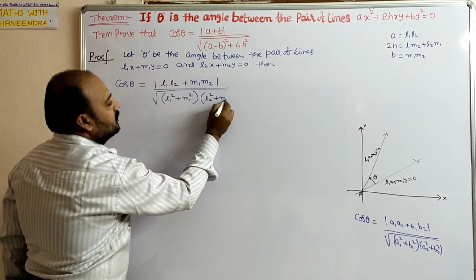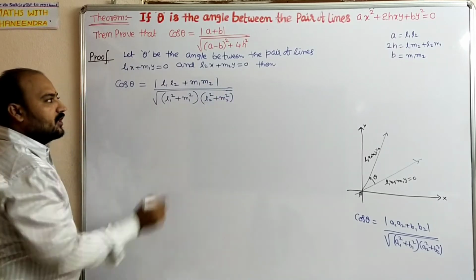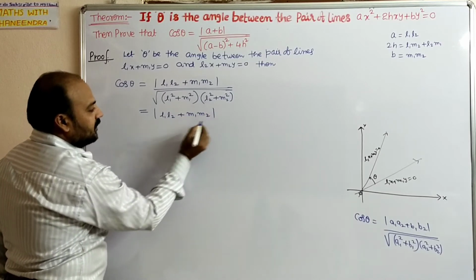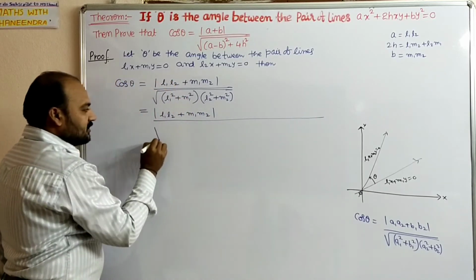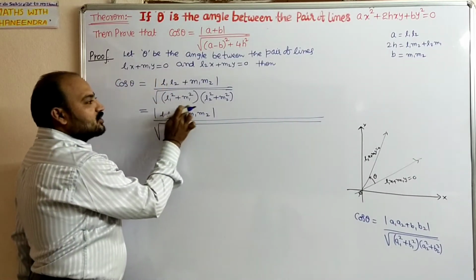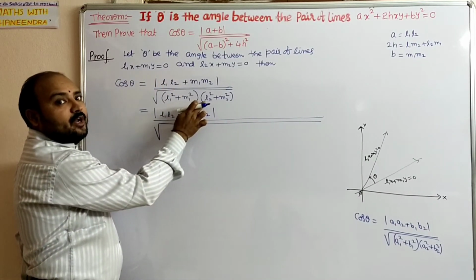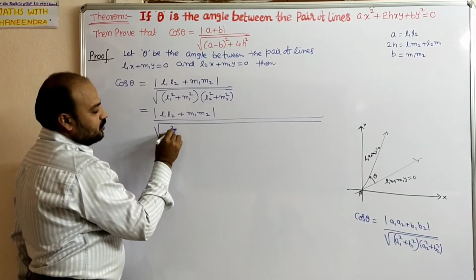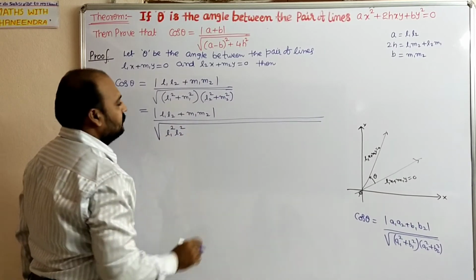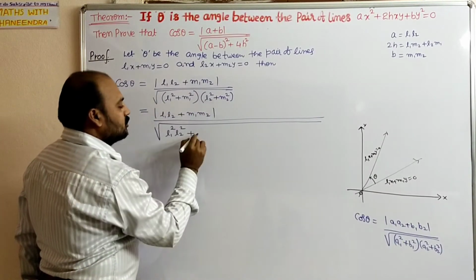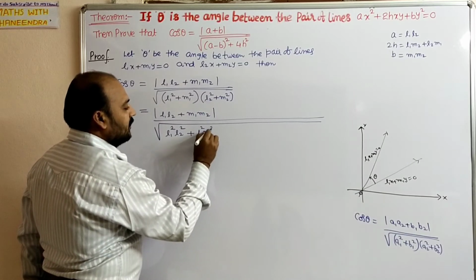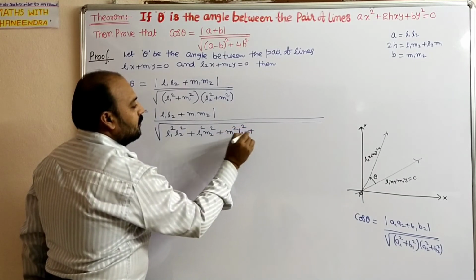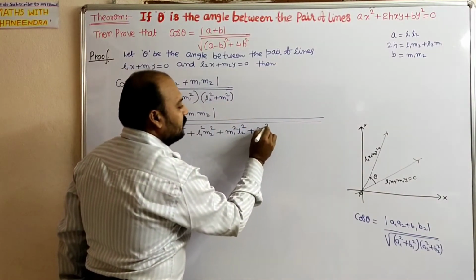This is the way you have to learn that. So after that, L1 L2 plus M1 M2, observe carefully from this step onwards, square root of L1 square into L2 square, that means L1 L2 whole square. Can you write? L1 square L2 square, plus L1 square M2 square, plus M1 square L2 square, plus M1 square M2 square.